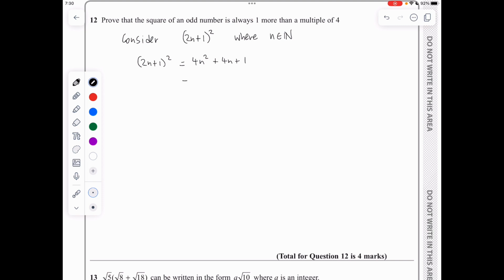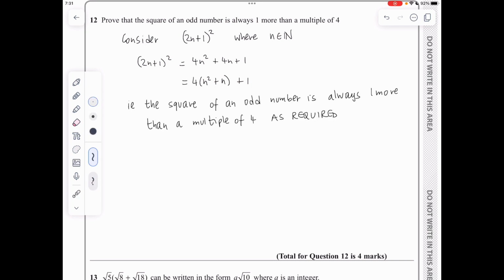I notice that the first two terms, the 4n squared plus 4n, have a common factor of 4. So this is 4 brackets n squared plus n close brackets plus 1. So I have just written this as a multiple of 4 plus 1, which is exactly what I had to do. Now, the only thing missing is a conclusion to complete the proof, and therefore I would say, i.e., the square of an odd number is always 1 more than a multiple of 4 as required.